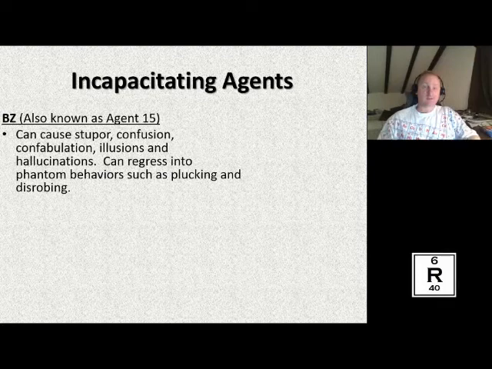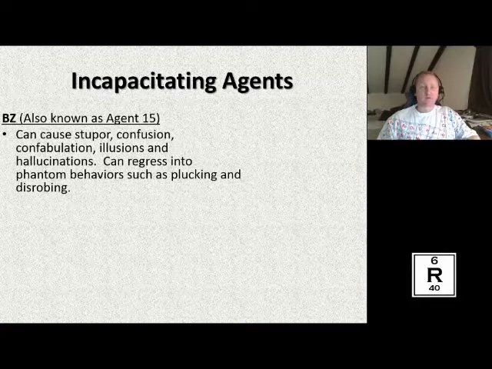Confusion. People on BZ feel confused. Confabulation. That means memory loss. So after they've experienced BZ, they'll have this memory loss. They'll experience illusions and hallucinations, which can regress into phantom behavior such as plucking and disrobing. So they'll think things are there that aren't there. They'll start pulling out their hair. They'll start taking off their clothes.